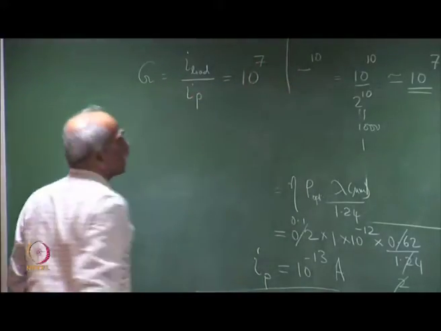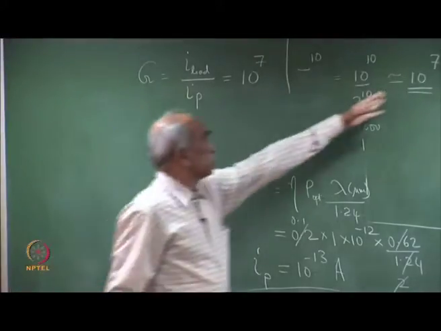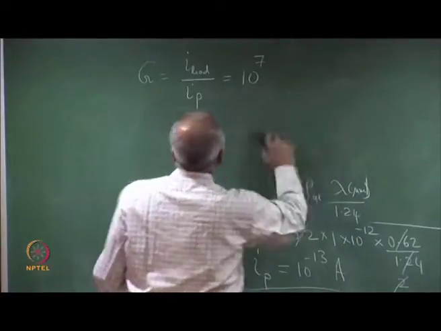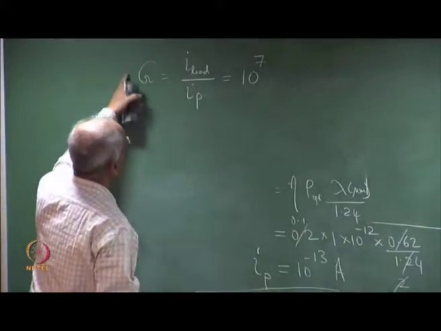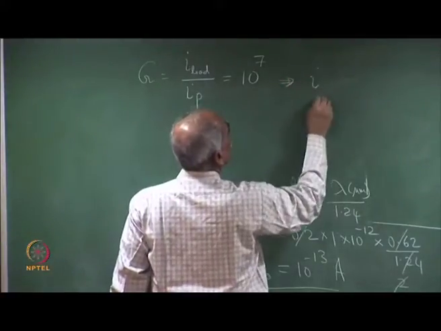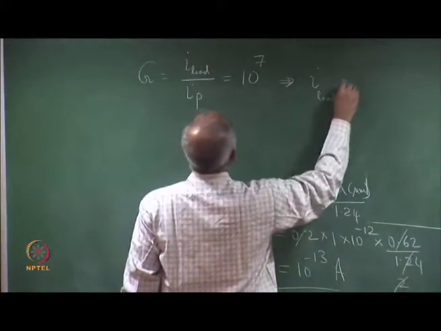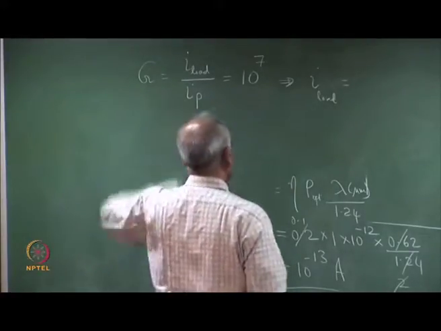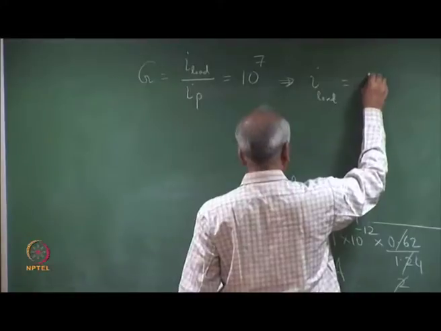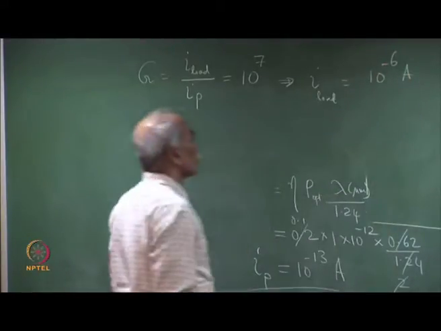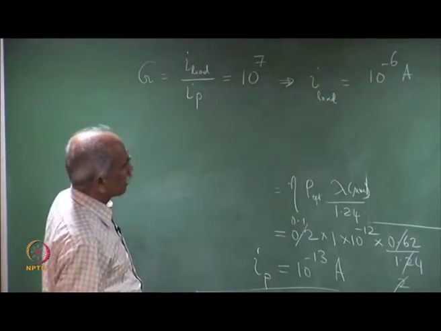I assume 10 to the power of 7, the number which we have calculated here. Therefore, the current generated implies I load is equal to Ip, which is 10 to the power of minus 13, times 10 to the power of 7. So this is simply 10 power minus 6 amperes. I load is equal to 10 power minus 6 amperes.